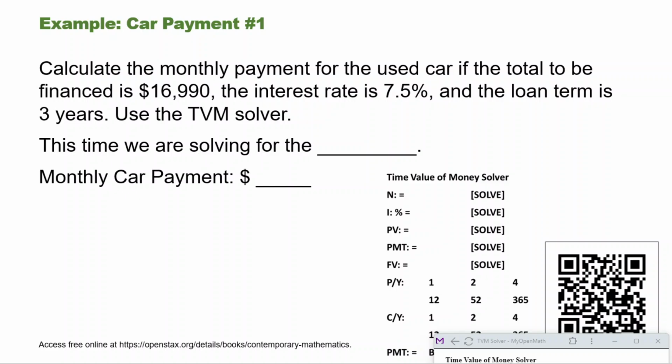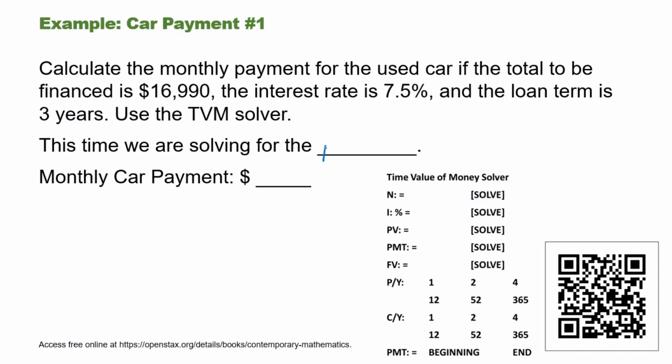Example, car payment number 1. Calculate the monthly payment for a used car if the total to be financed is $16,990. The interest rate is 7.5% and the loan term is 3 years. Use the TVM solver. So this time we are solving for the payment.